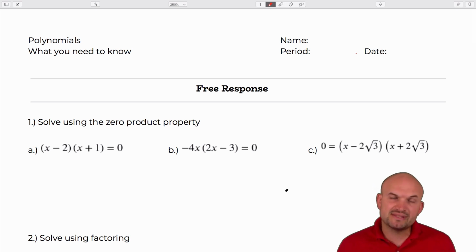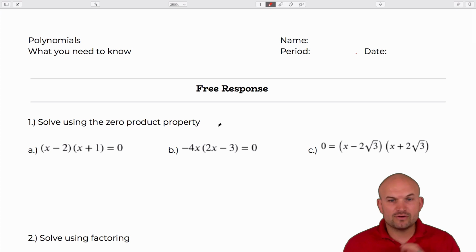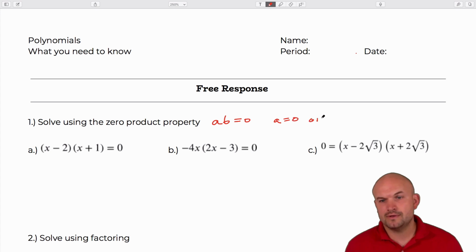The main thing is remember the zero product property. When we have a product set equal to zero, which all of these already are, then we know that one or more of those quantities has to equal zero. So basically the zero product property, if you have A times B equal to zero, then A must equal zero or B equals zero.